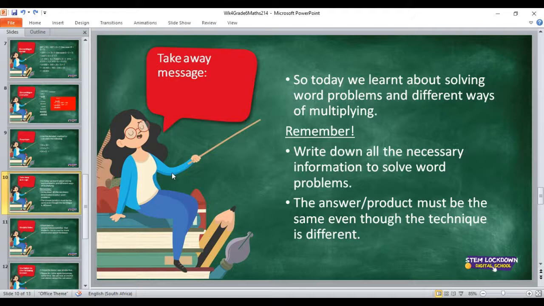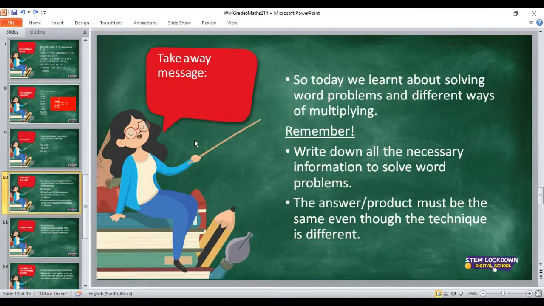So this is what I want us to remember about what we did today. We are only left with 4 minutes, and thank you so much for your participation and your interaction. You guys have been great. I love you all. I want you to always remember that the teacher loves you so much. So today we learned about solving word problems and different ways of multiplying.